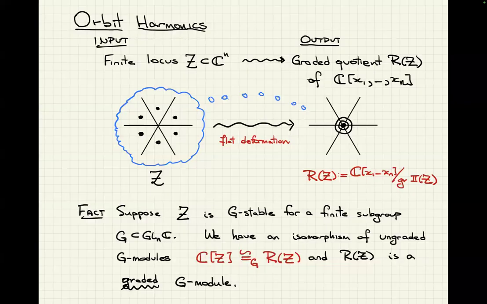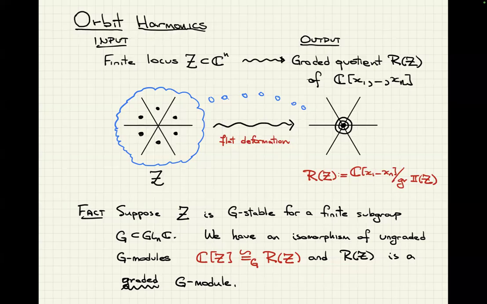And this orbit harmonics deformation, really what makes it work is that it has a certain amount of memory. So this non-reduced subscheme, this graded ring, it remembers to some degree where it came from. So although the coordinate ring of Z and R of Z are almost never going to be isomorphic as rings, one is reduced, one almost never is.